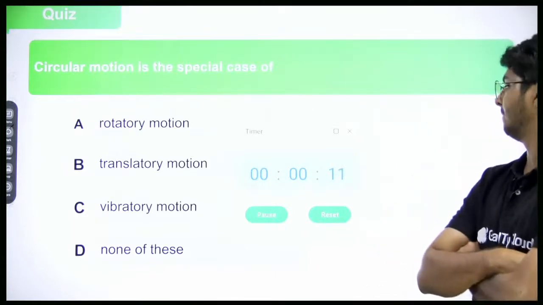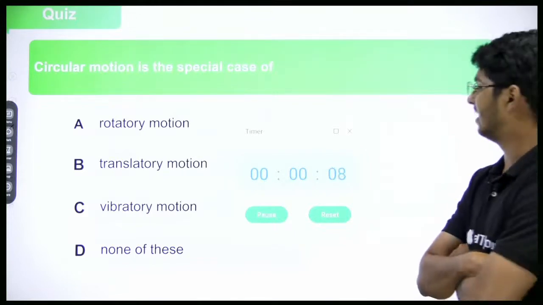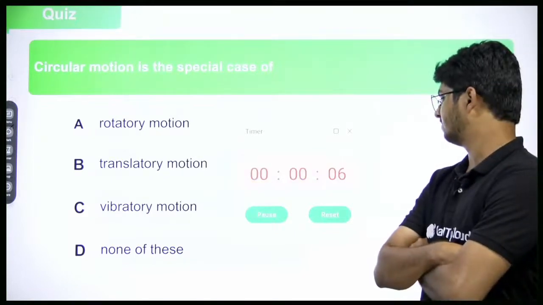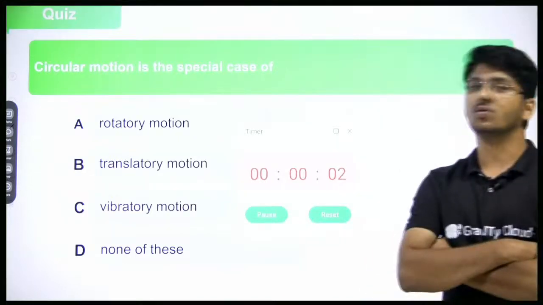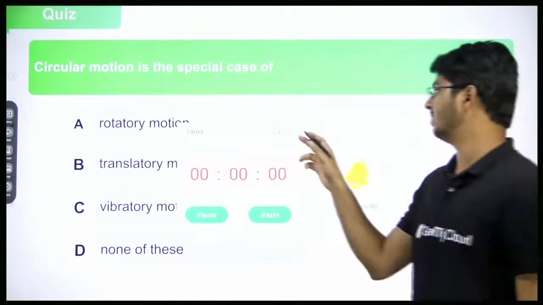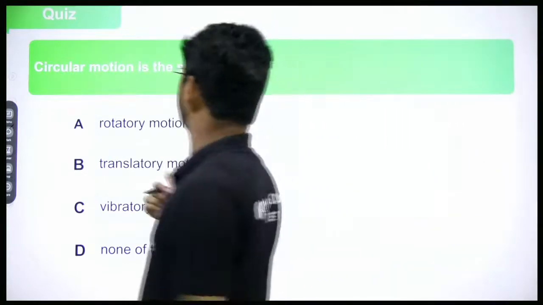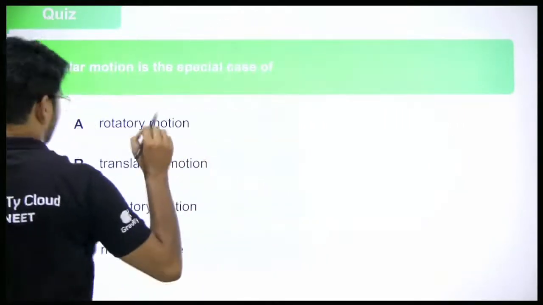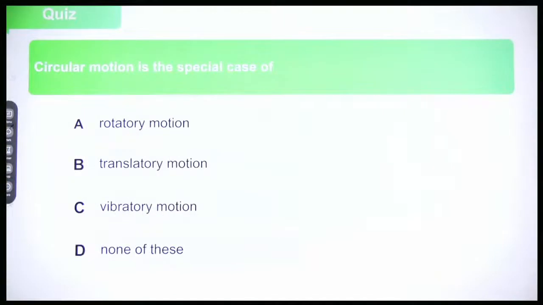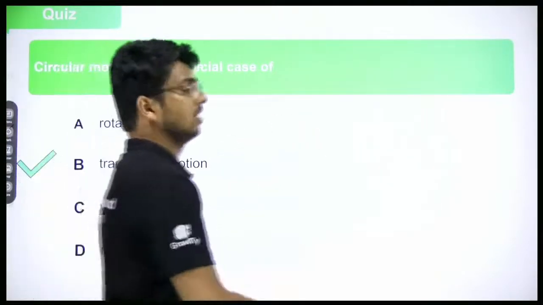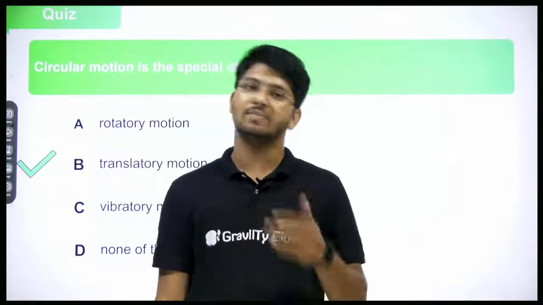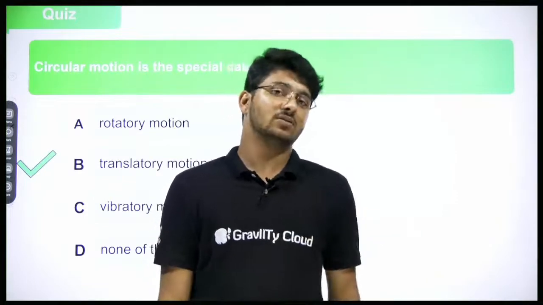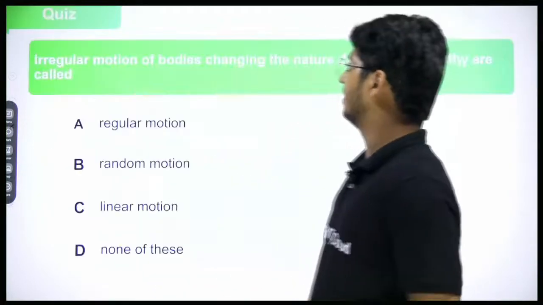Everyone, what is that going to be? 5, 4, 3, 2, and 1. The time is up and the bell rings, and the correct answer is what? Circular motion is a special case of what? Translatory motion. Because when a car moves on a circular path, the front end of the car and the back end of the car travel the same distance. That is the reason. Okay.